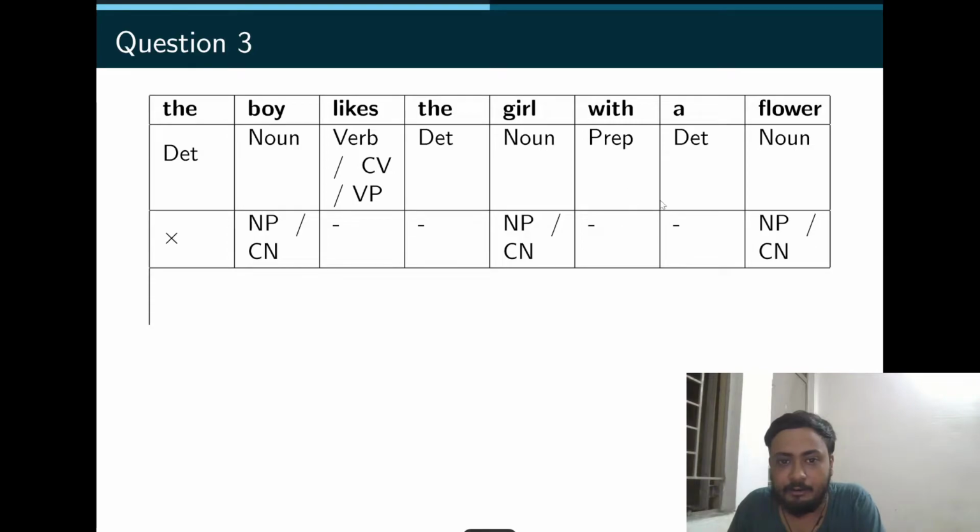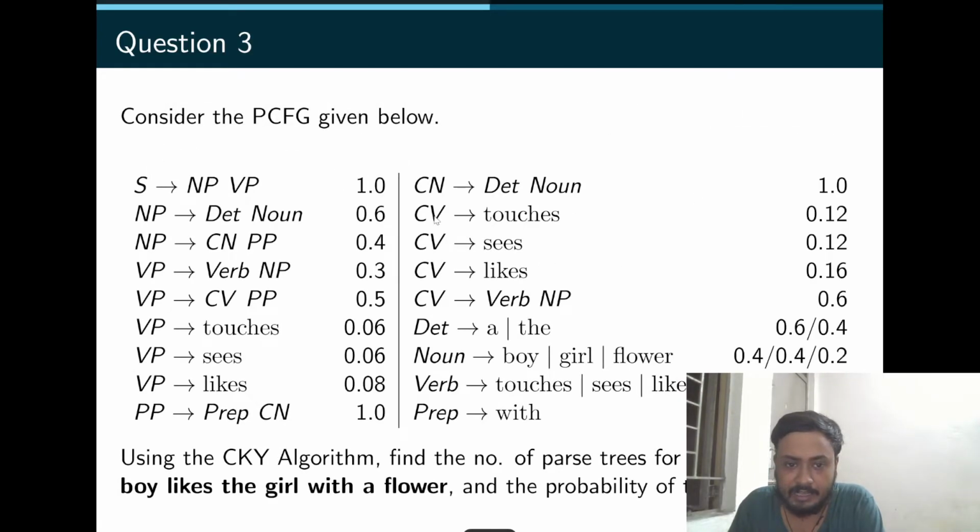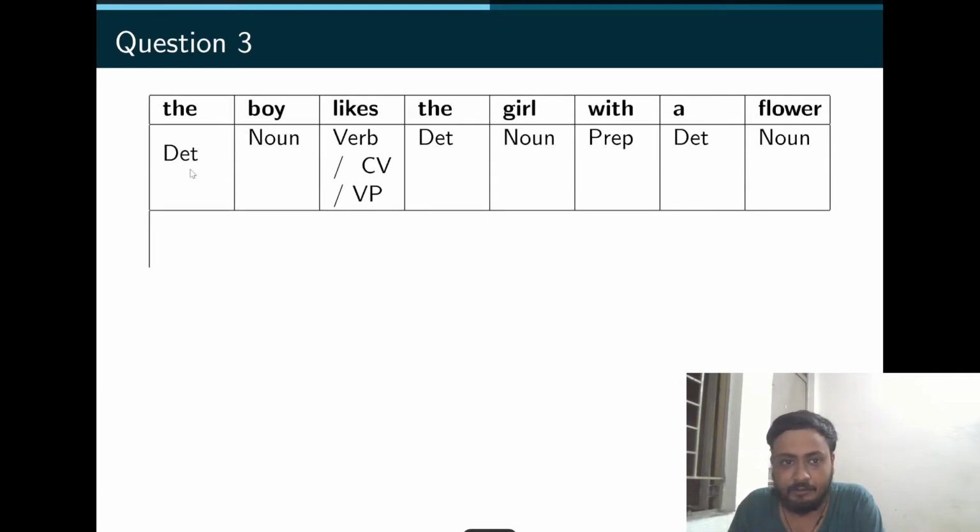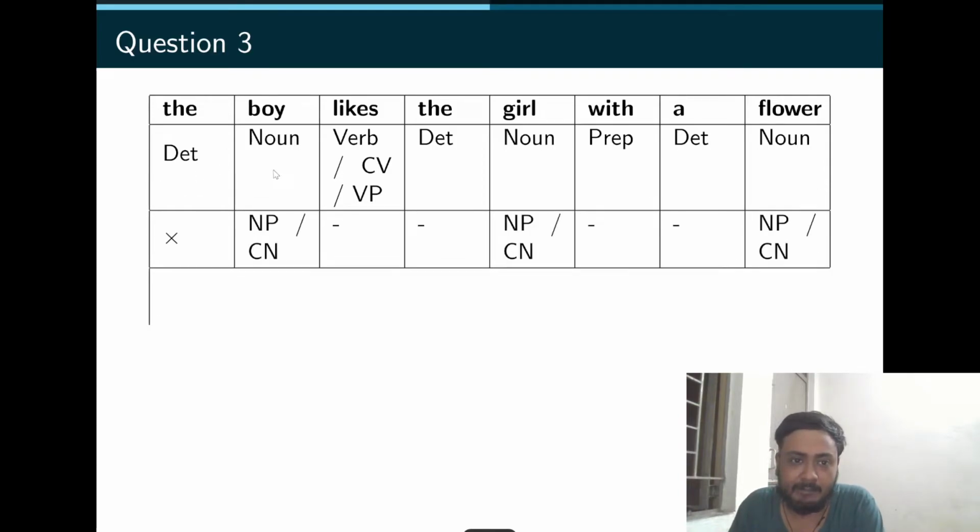You have a look at which rules combine any pair. So if we have a look at the rules, you see there is this rule, CN gives det noun. NP also gives det noun. And there are places where det noun occurs side by side. So we have det noun over here, over here, and over here, right? So we just combine them and we can have either NP or CN, NP or CN, NP or CN. So these are by combining pairs.